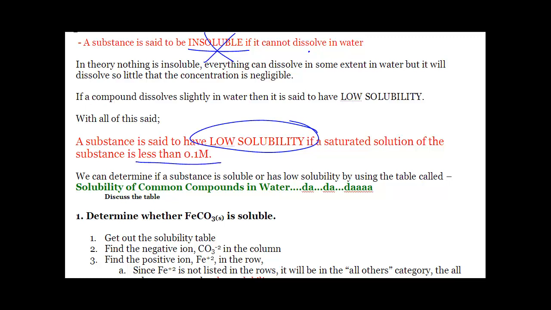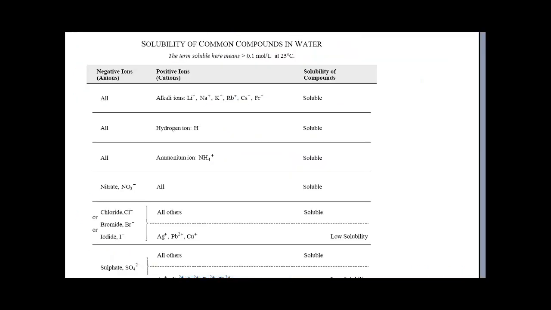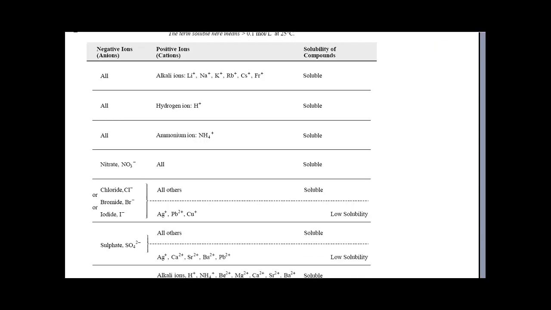And there is a table in our data booklet that gives us all the combinations of compounds that have low solubility or are soluble. So if you take out your data booklet, this is the chart right here. This is what it looks like. It's called the solubility of common compounds in water. Super fancy, but it's really straightforward, and I want to spend about a minute just going over some of these characteristics, and I'll show you how easy it is to use.